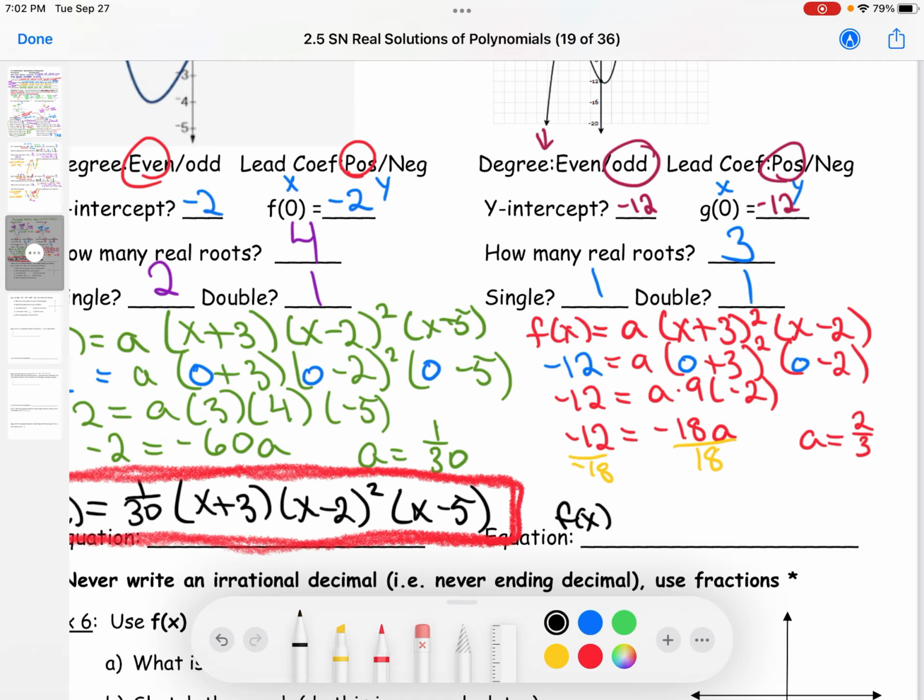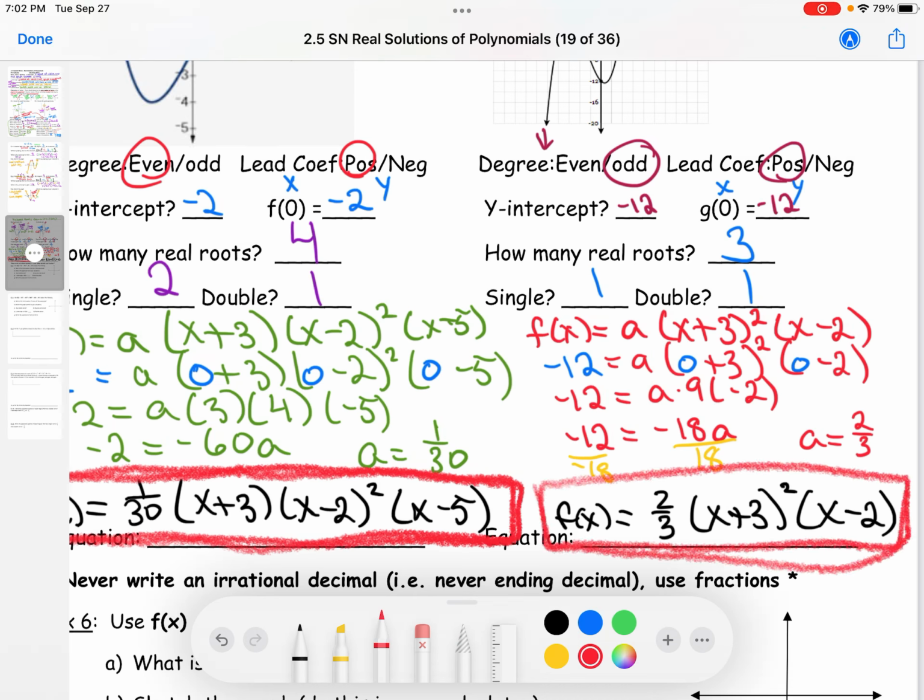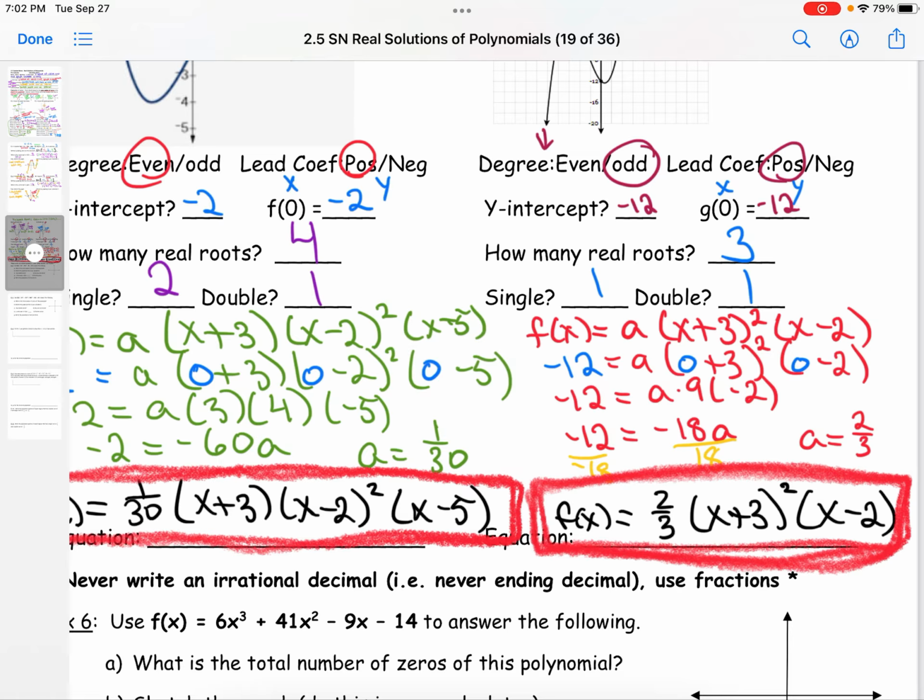So this function, f of x, will equal that a value, 2 over 3, times the factor x plus 3 all squared, times x minus 2. And this is your function. Go ahead and pause and graph this in your calculator. Double check that it gives you what we had above. All good?